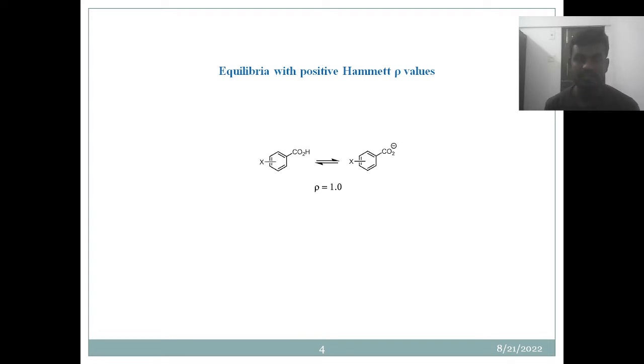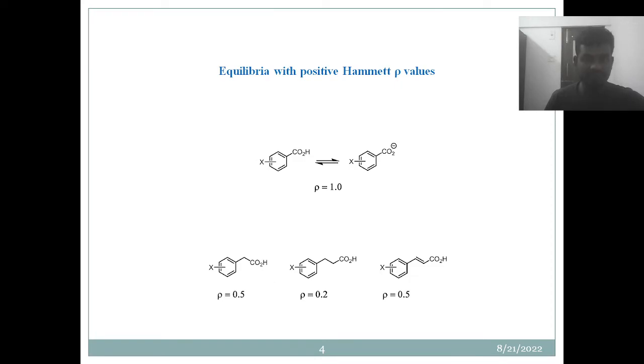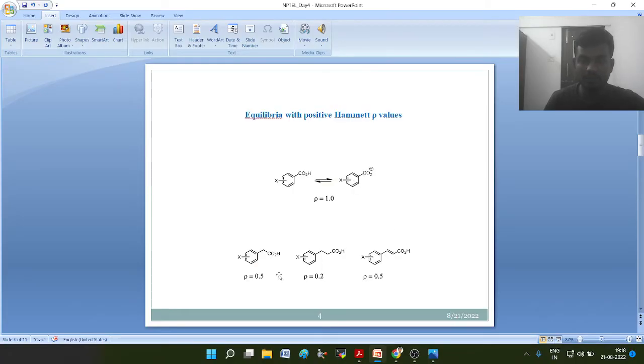You see this example. This is the standard one, the benzoic acid equilibrium. I didn't show the H plus, but that will be there. This has a rho value of 1. And then you see what is the effect of this COOH when it is getting separated from the benzene. Remember, when the benzene ring gets more electron density, rho value will be positive. When the benzene ring gets less electron density compared to the starting material, rho will be negative.